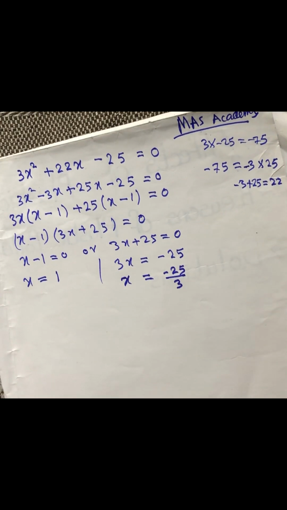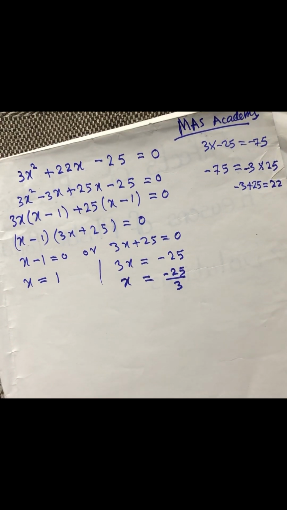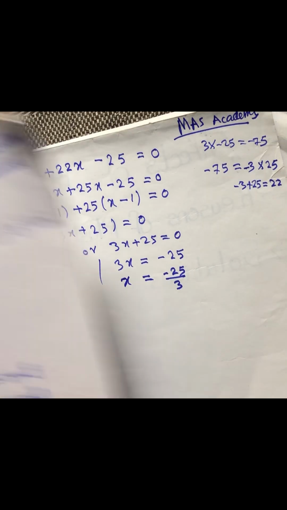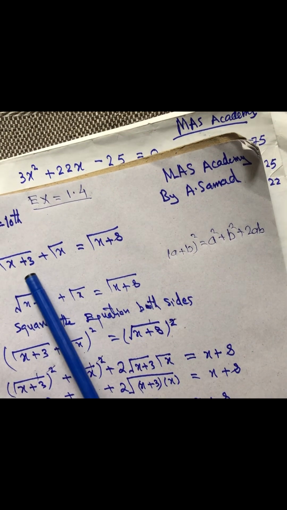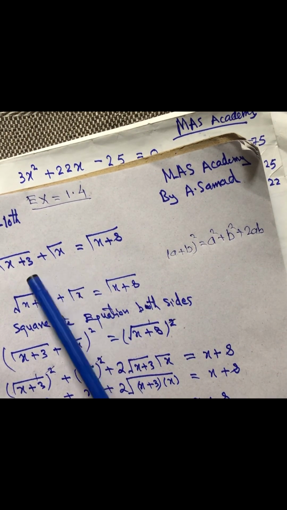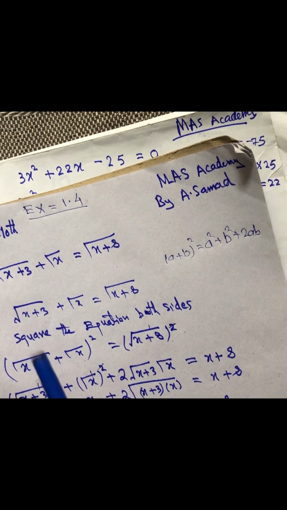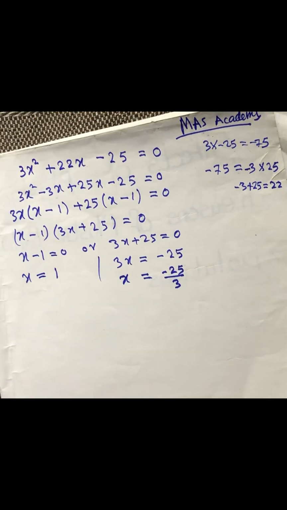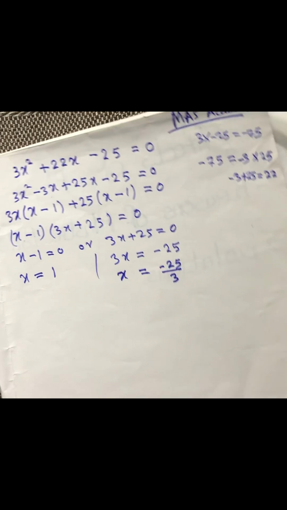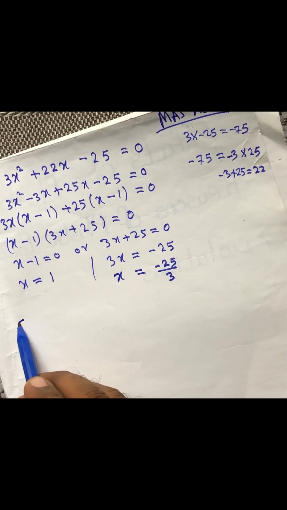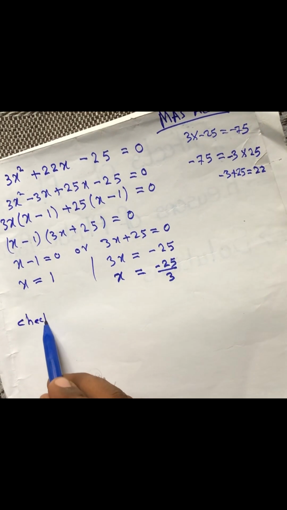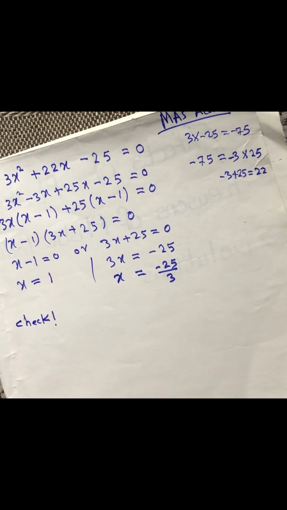Right now we got two values of x. This is not the final answer, because the question is in radical form. Directly we cannot say this is our answer. Now for this one we have to go for check or verification. Now we have to verify this one, checking whether which value fits.